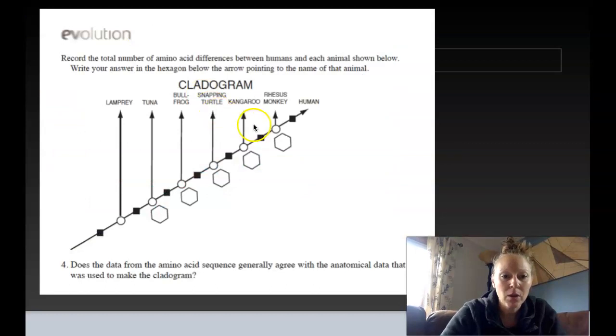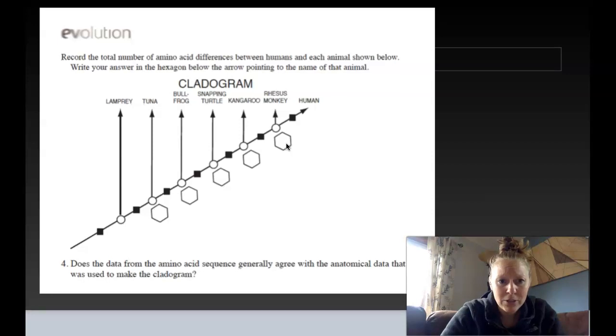Here we are looking at a cladogram, and a cladogram is a way that we organize species based on their relatedness. Here we can see humans and rhesus monkeys. We're going to assume, since they're very closely related, that they're not going to have many differences in their DNA, and therefore they're not going to have very many differences in their cytochrome C sequences.